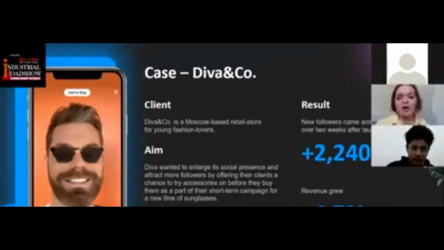Diva & Co. are a Moscow-based retail store, and they are selling earrings, rings, bracelets, necklaces, a lot of things, and sunglasses. And so one day they launched a new series of sunglasses, and they wanted people to look at those sunglasses and try them on without ever going to a store. So they turned to us and we suggested that they could develop an AR filter for Instagram.